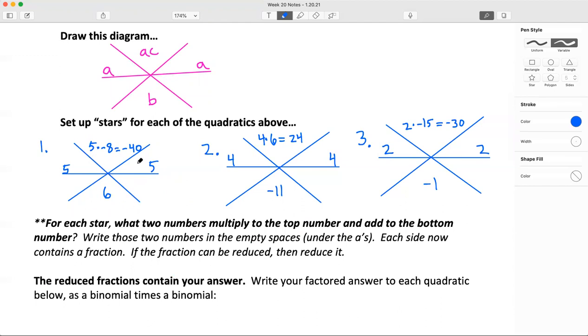We just haven't been drawing stars. So think about this for a minute on number 1.